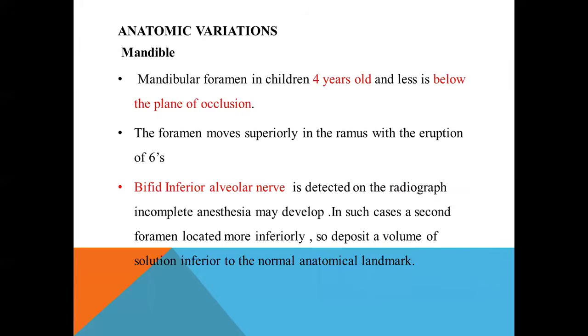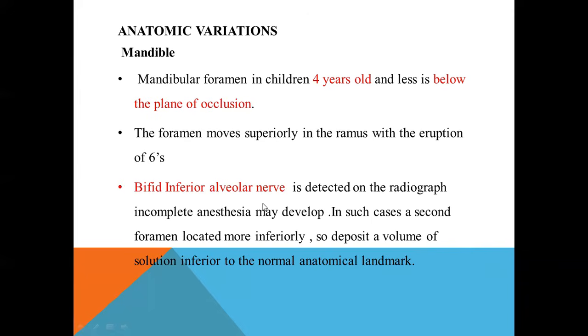Coming to the anatomical variations, sometimes after you have injected or deposited the solution in that region, you will feel the failure of anesthesia. This is because of the anatomical variation of the mandible. What are the anatomical variations? In children, around 4 years of age, the mandibular foramen is below the plane of occlusion. The foramen moves superiorly in the ramus with the eruption of molars.